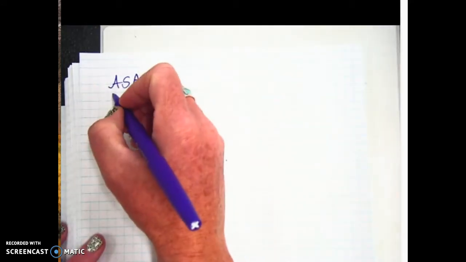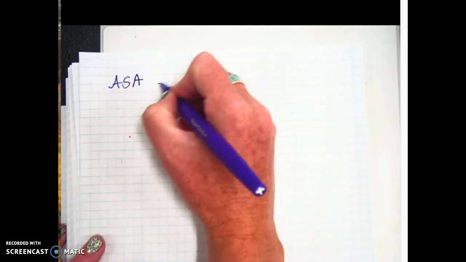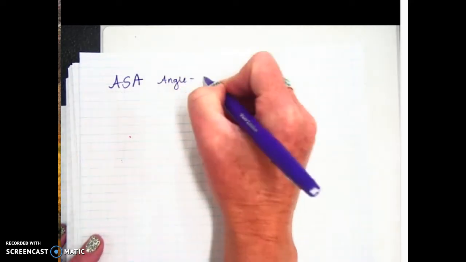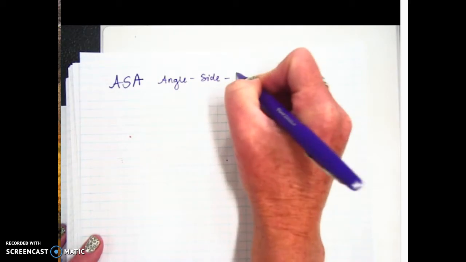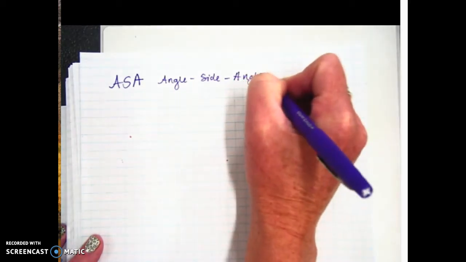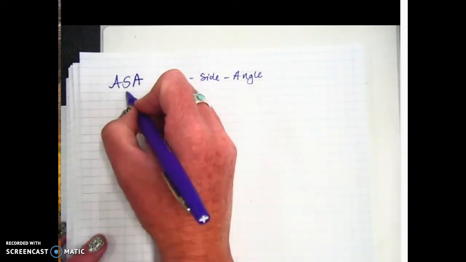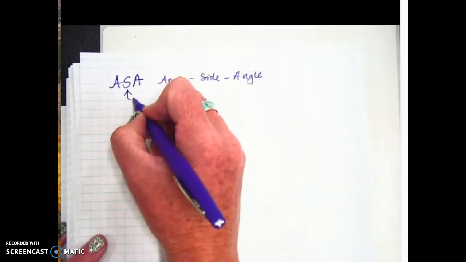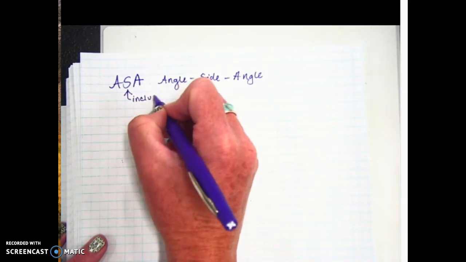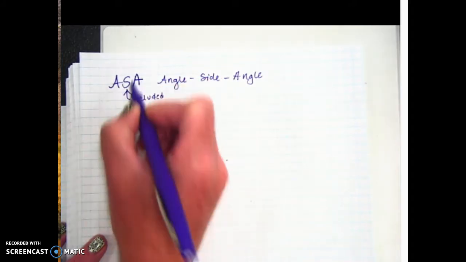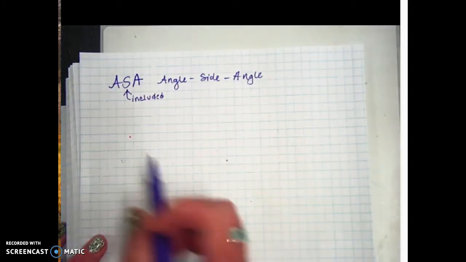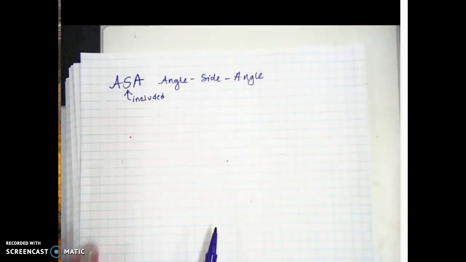All right, good morning. So we're on the box that says ASA, and you probably can take a good guess that ASA stands for angle, side, angle. Okay, and just like when we did SAS, side, angle, side, that S in the middle needs to be included between the two sides that are congruent, needs to be that included angle.